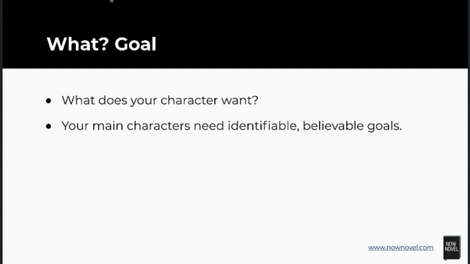So how do you make the goals identifiable and believable? It's by providing motivation for them. You can actually make any goal believable. We may not all identify with wanting to rule the world, but if we understand why a character wants it, we might just buy into that. But we all understand goals such as financial security, aiming for success in life, wanting a relationship, wanting to not be lonely, wanting to protect our family. Those are all identifiable goals that people can buy into.